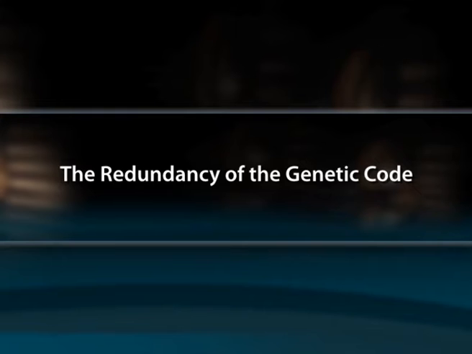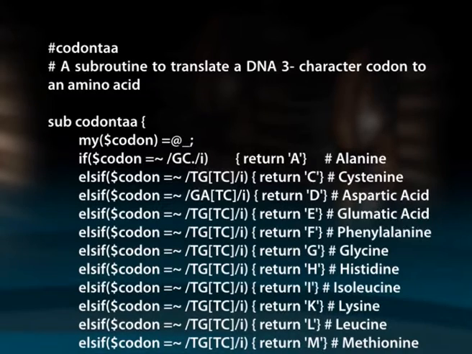The redundancy of the genetic code. We have already mentioned that the genetic code is redundant. From the previous subroutine, it can be noticed that redundant codons almost always have the same first and second bases and vary in the third. Now we will rewrite the subroutine to make one test for each redundant group of codons. The subroutine codon TAA is a subroutine to translate a DNA 3-character codon to an amino acid.